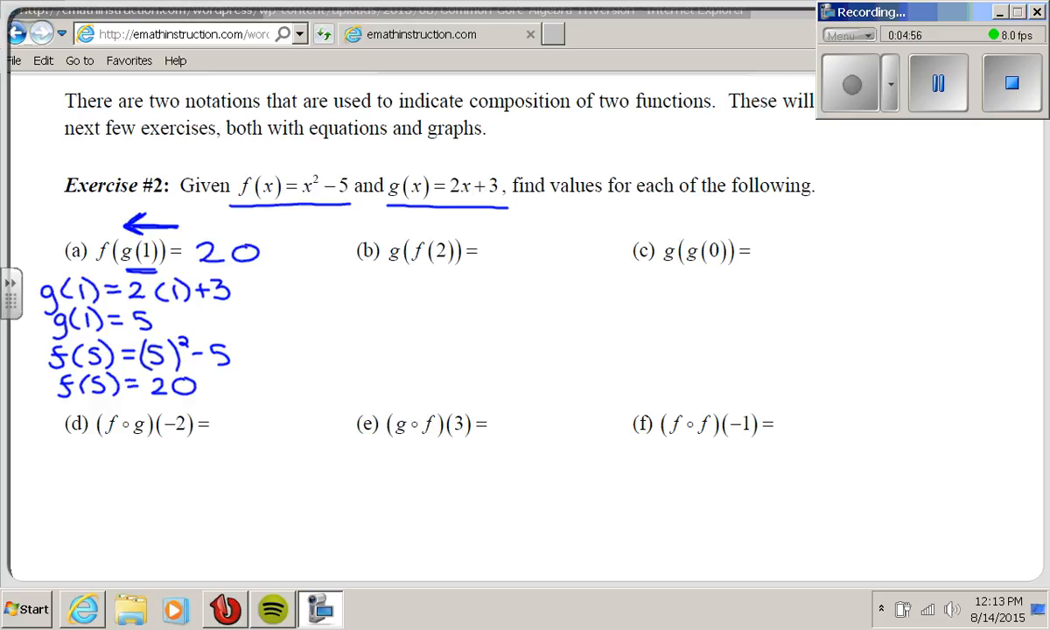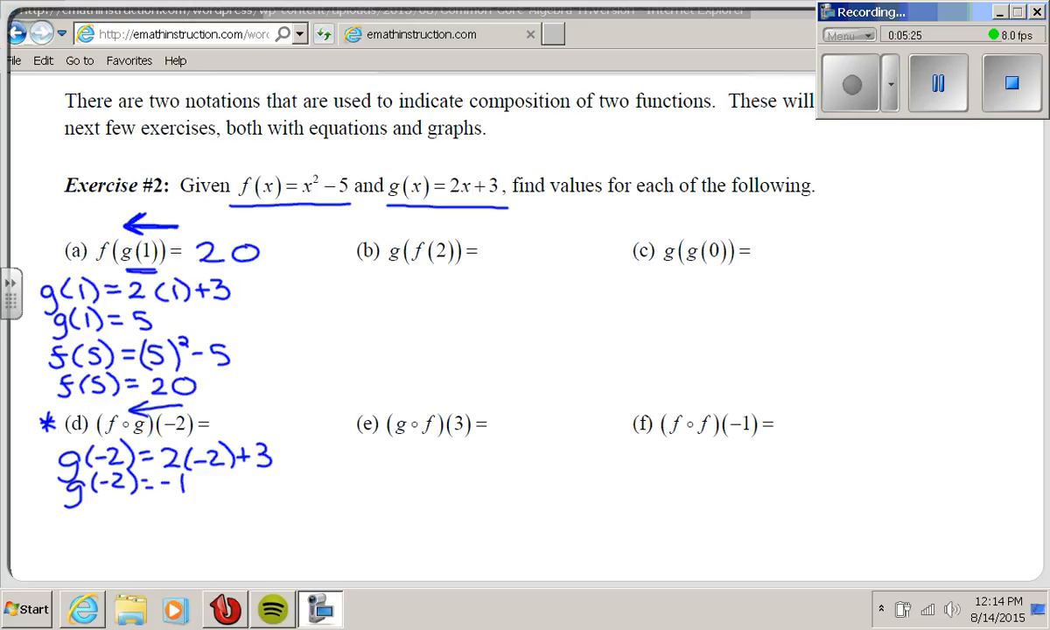So let's try another one, and then we're going to have you doing one on your own. We're actually going to skip down to D so that you can see what that notation looks like. Since we're moving right to left, I know I'm finding g of negative 2 to start. So 2 times negative 2 plus 3. G of negative 2 is negative 4 plus 3, which is negative 1.